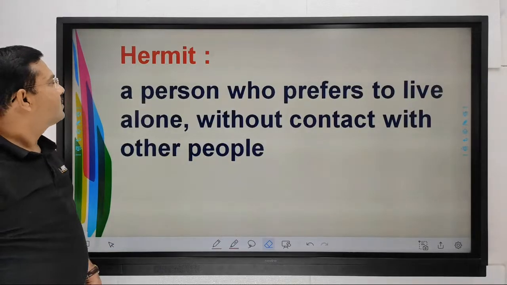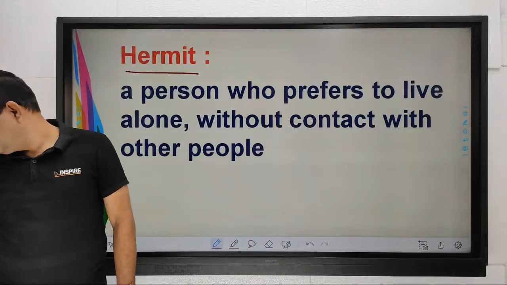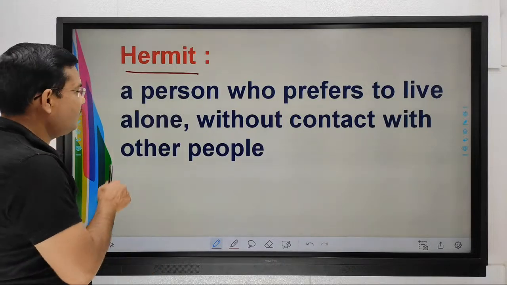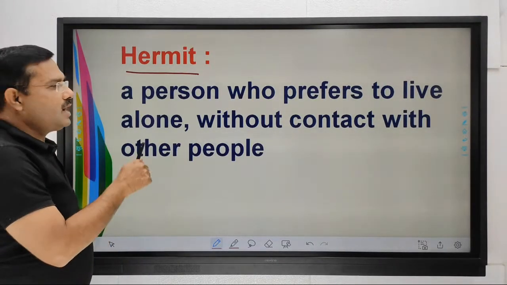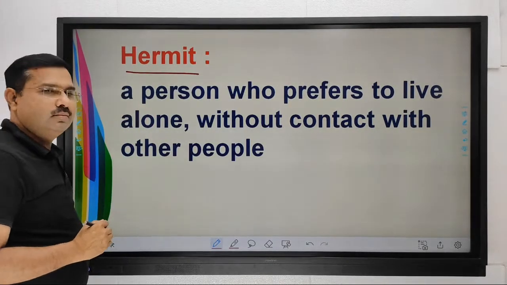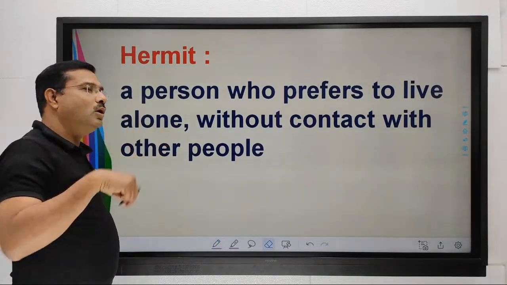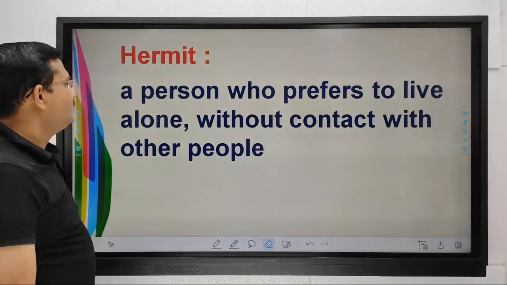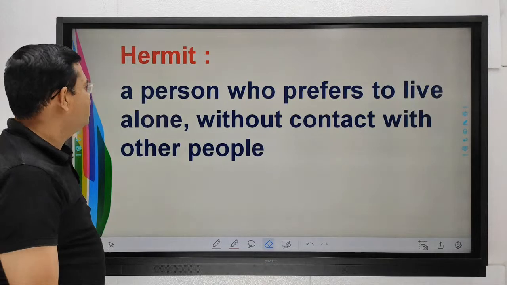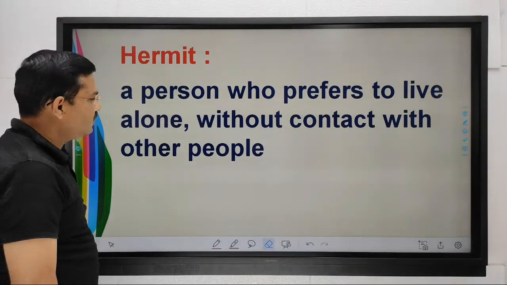Yes. The next word. Hermit. Somebody said the right Hindi meaning, it was sadhu. A person who prefers to live alone without contact with other people is called a hermit. What we call in Hindi, sadhu. They used to live alone, somewhere in a secluded place, in a forest or somewhere. So a person who prefers to live alone without contact with other people.